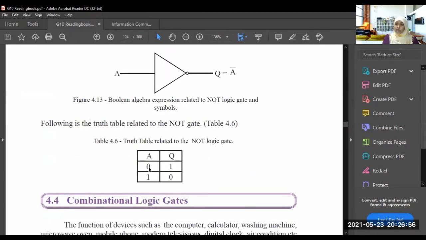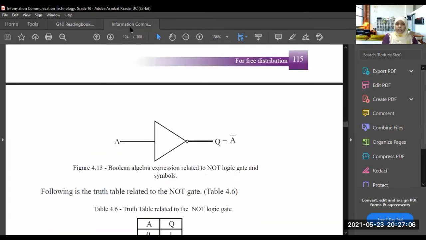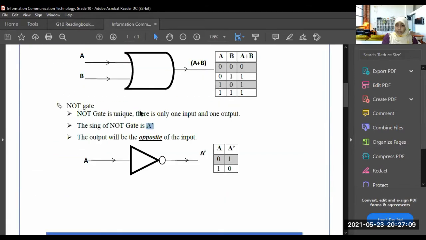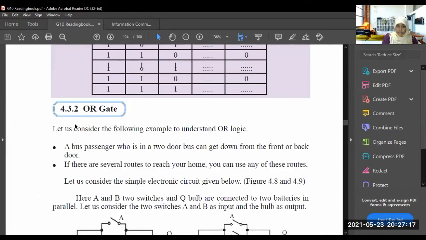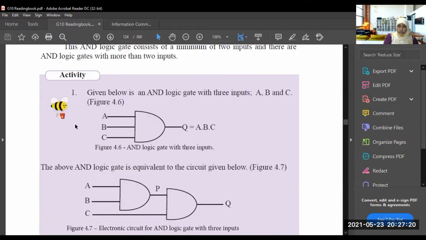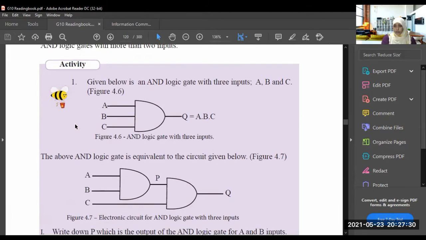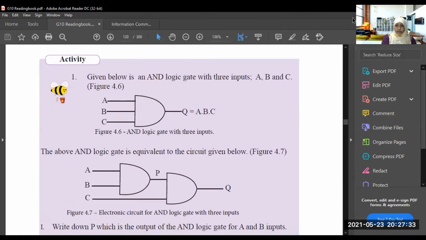So this is what happens. If the A is 0, the output will be 1. If the A is 1, the output will be 0. Understood? So these three are the basic logic gates, right? Now understood the basic logic gates, everyone, because I am going to discuss the work here. The truth table, I will discuss it in the last after finishing the combinational. I will explain you the truth table. Okay, right?